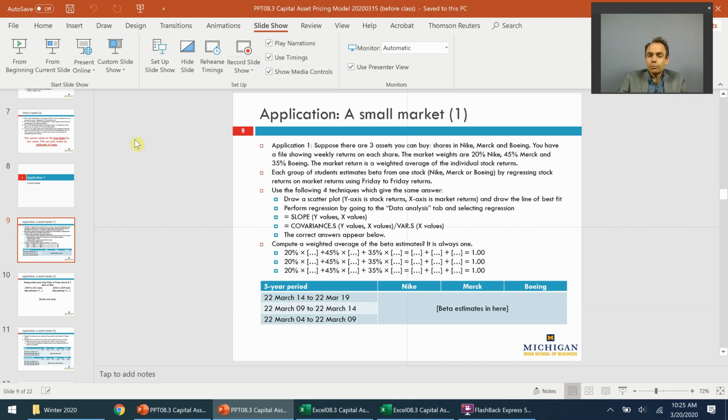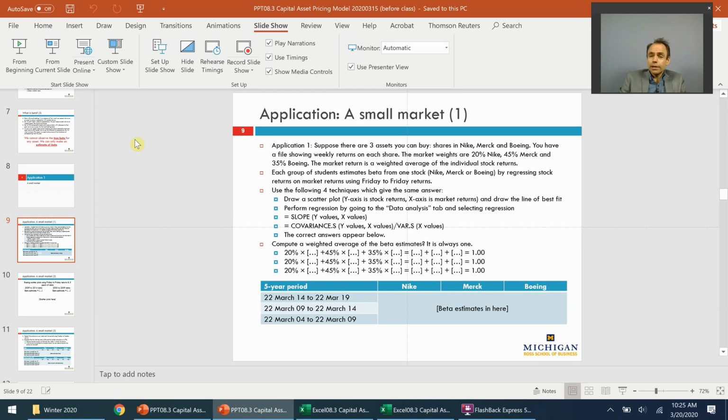The market return is a weighted average of the individual stock returns. So pretend, for the purpose of the illustration, that these are all of the stocks in the whole market, Nike, Merck and Boeing. Each group of students, in class we would have broken this up into different groups, is going to estimate beta from one stock, Nike, Merck or Boeing, and we're going to do a regression of stock returns on market returns by defining a week as Friday to Friday.